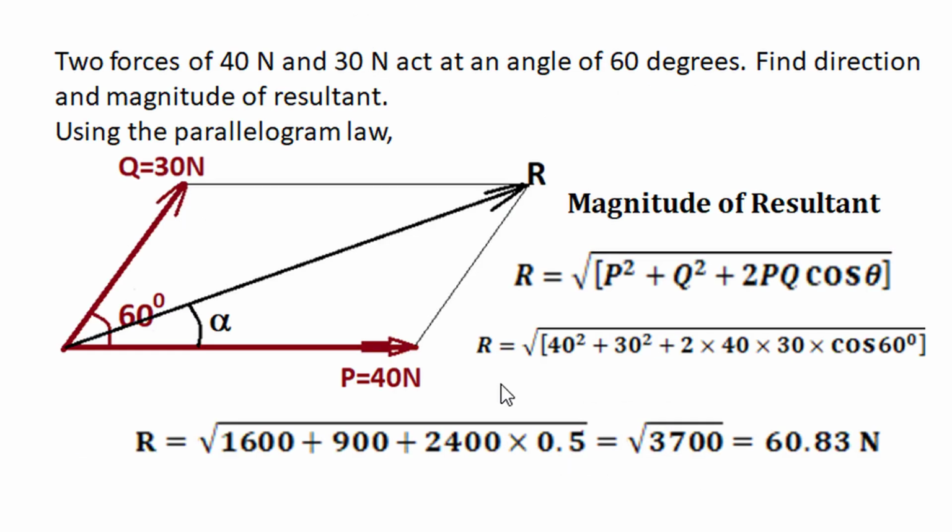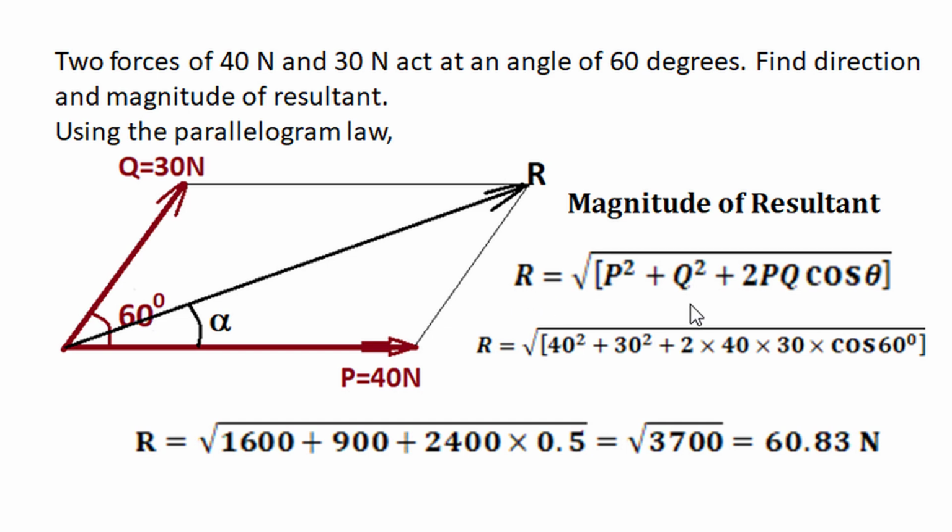In this first numerical problem, we are given two vectors, P of 40 Newton magnitude and Q of 30 Newton magnitude, and we have to find out resultant of these two when the angle between the two is 60 degree. We know as per parallelogram of forces theorem, the resultant magnitude is given as square root of P square plus Q square plus 2PQ cos theta, where P is magnitude of first vector, that is 40 Newton, Q is magnitude of second vector, that is 30 Newton, and the angle between the two vectors is given as 60 degree. So theta is 60 degree.